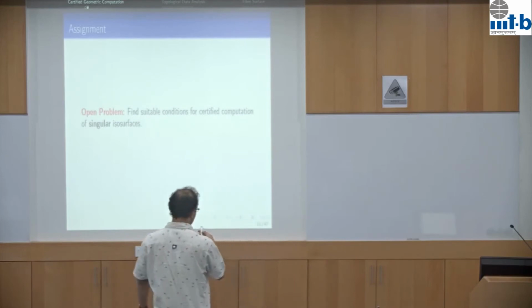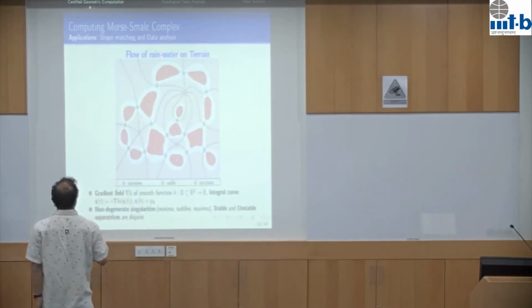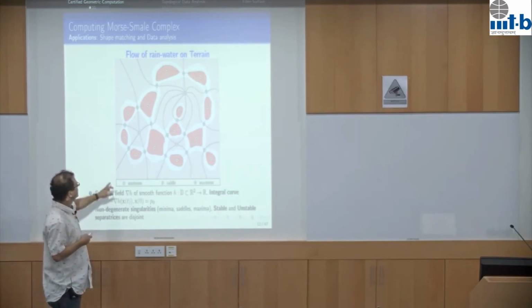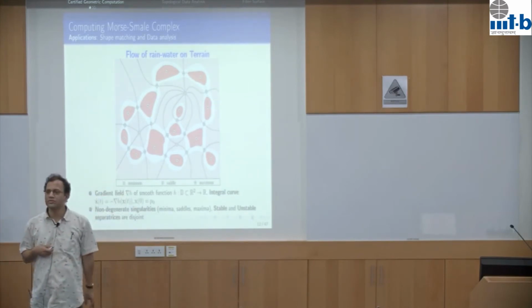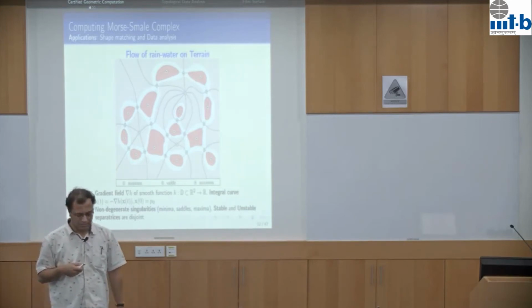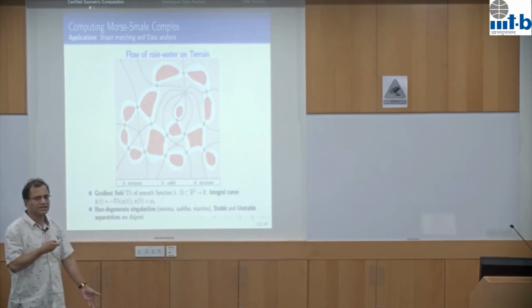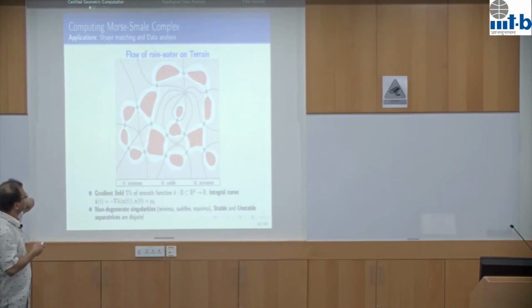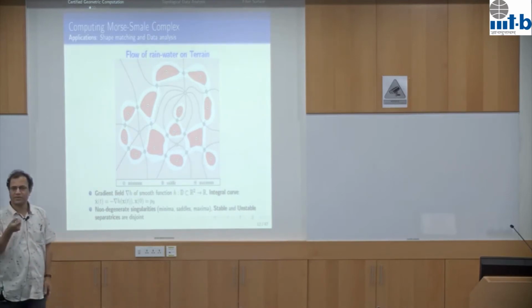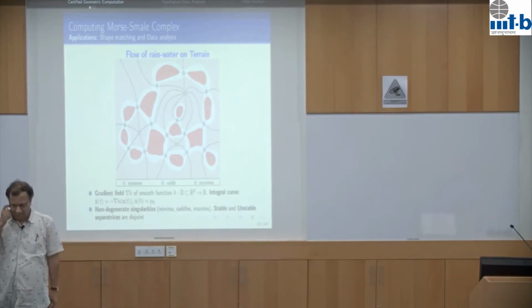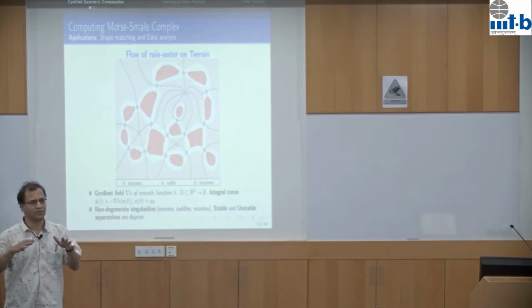Okay. So this was one problem. So let's talk about another problem. This is called a Morse-Smale complex. You can understand the structure of this complex by considering the flow of rainwater in a terrain. So suppose you have only 3 types of critical points, 3 types of critical points of a gradient system. So there are.